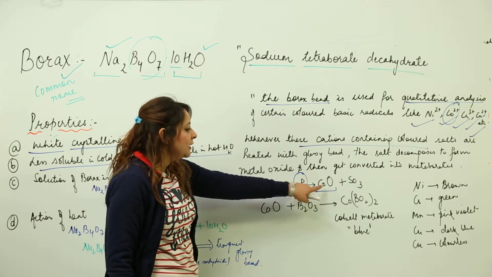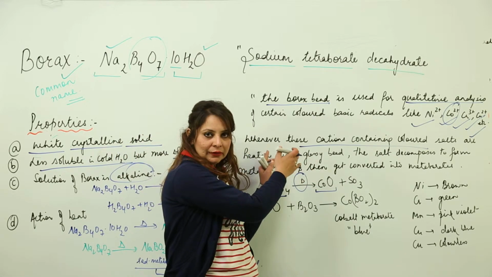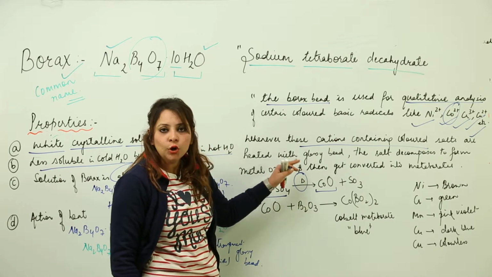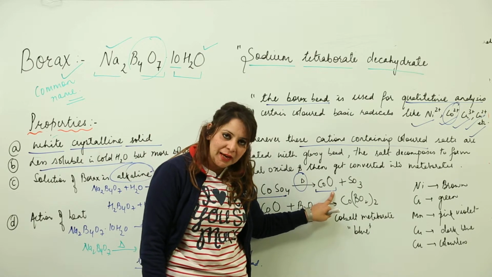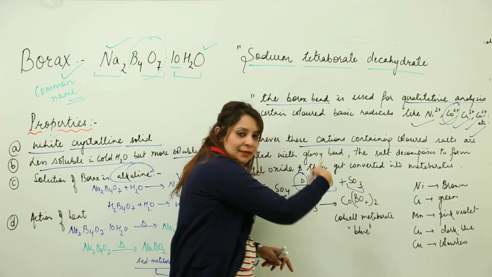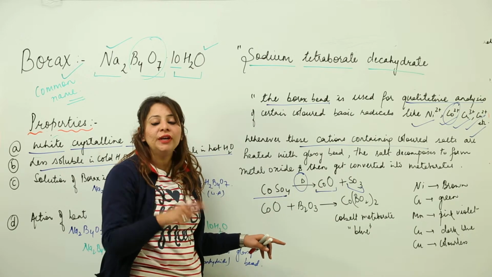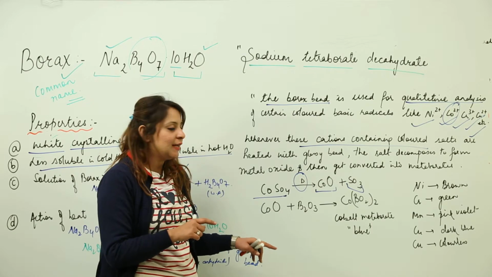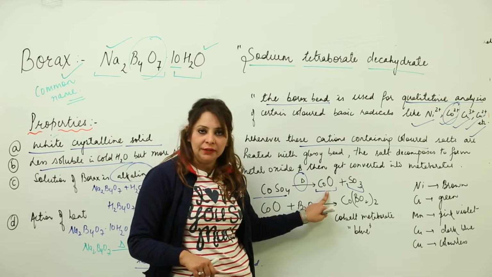Then when you take this colored salt and you add a glassy bead and heat it, the first thing you get is that they decompose into their metal oxides. But we are actually concerned with the cation oxides because we are carrying out the qualitative analysis for that particular cation. So as we were doing it for cobalt, we are concerned with the cobalt oxide, right?